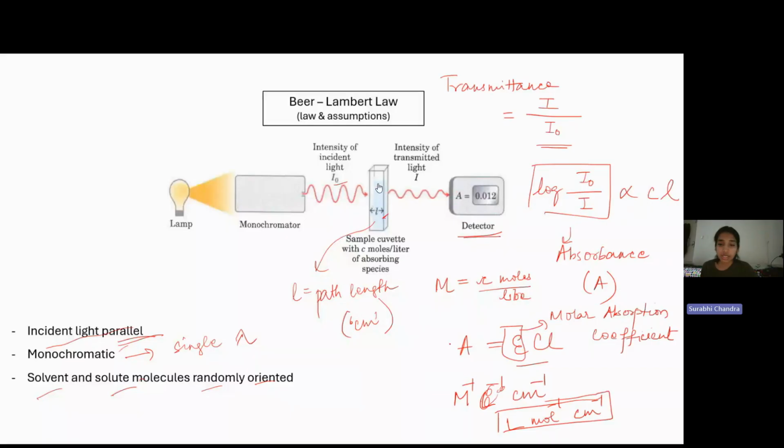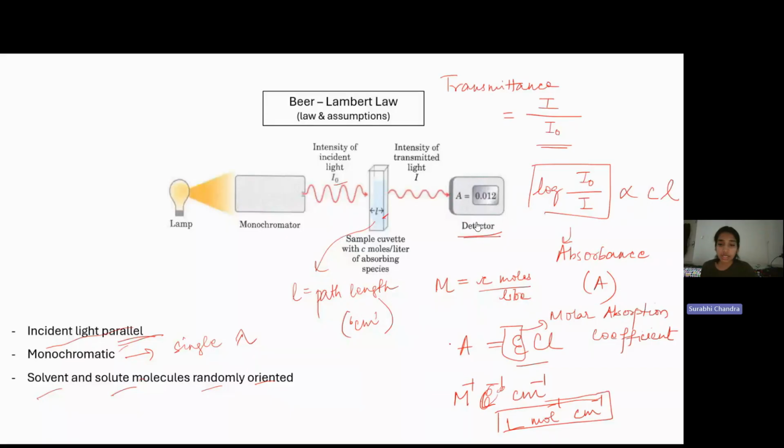So this is a sample cuvette having a certain concentration of your macromolecule of interest, like protein or nucleic acid, where this particular dimension, which is L or sometimes represented as D, is the path length, usually in centimeters. Whatever sample is inside will absorb some of the incident light and transmit the rest of it. If we represent the transmitted light as I, the intensity of the transmitted light, that amount is detected by a detector.